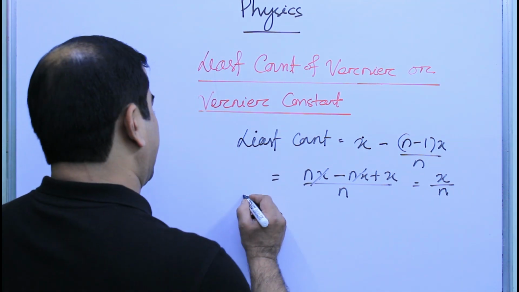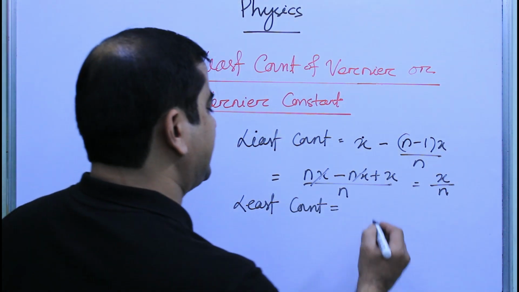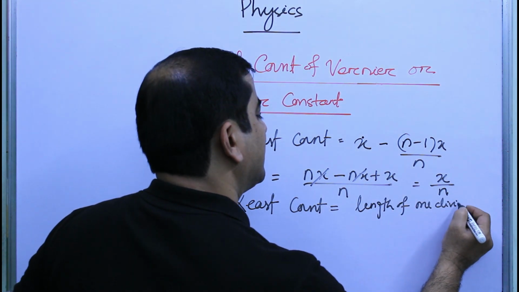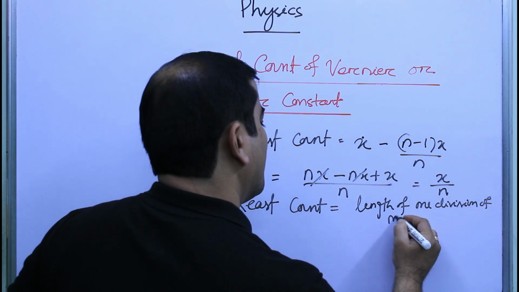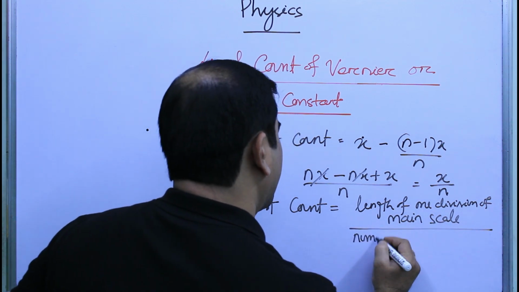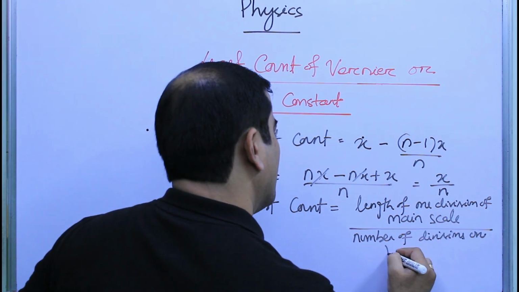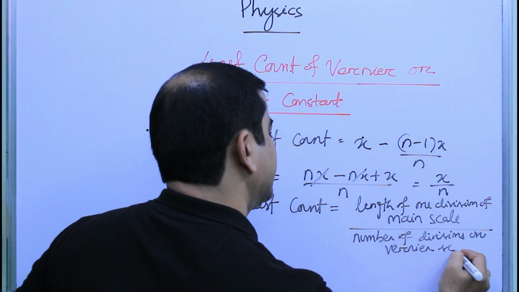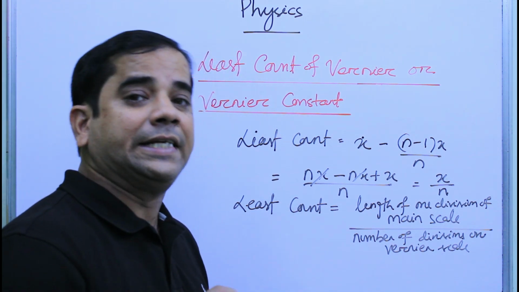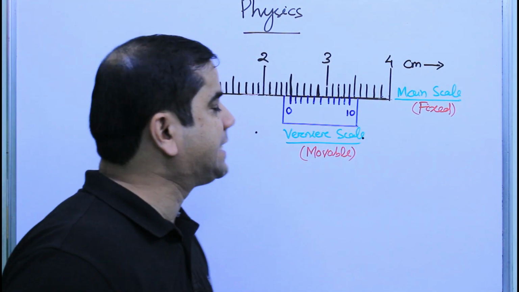Okay. So we can write it as a formula: least count of Vernier scale is the length of 1 division of main scale, divided by the number of divisions on Vernier scale. So we can use this formula to find out the least count of a Vernier caliper. Okay, students, let us now try to find out the least count in this case.